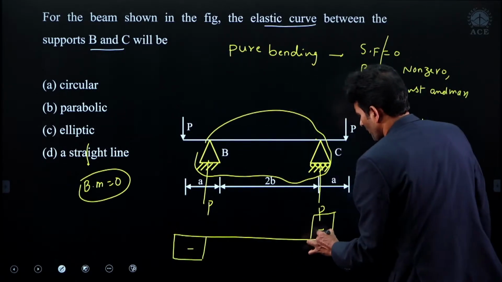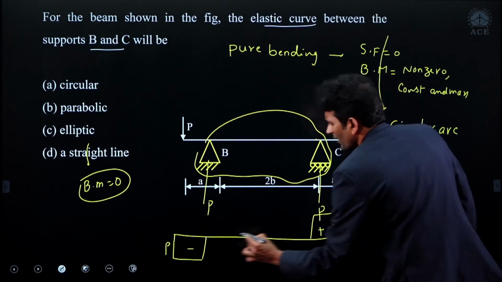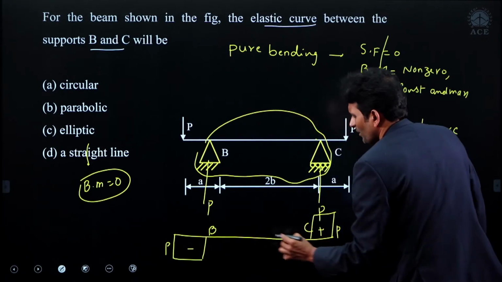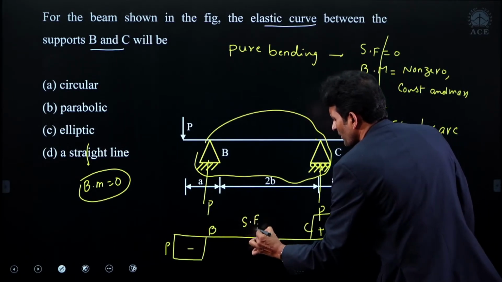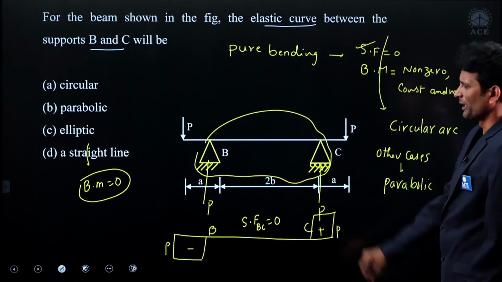Here there is negative, here there is positive. You know how to plot the shear force diagram. This is P, this is B, this is C. What is the shear force value you are observing in BC? 0. First condition satisfied.